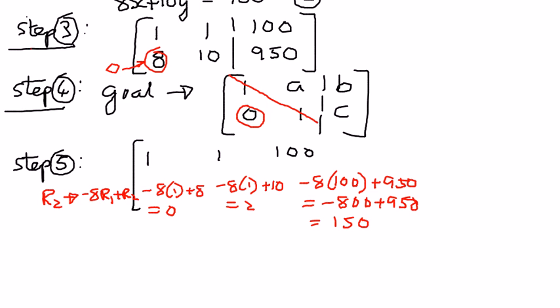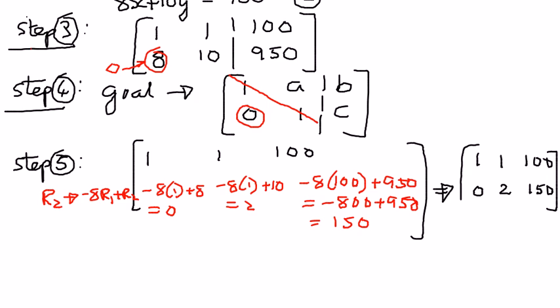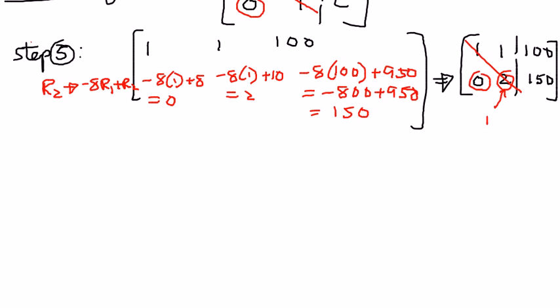So this is what we've arrived at, and to write it in a clean manner, this is how it's going to look like: 1, 1, 100, and then 0, 2, 150. So this is what we have, and we want to see where we are on the finish line. We want a 1 in the first row, first column. We want a 0 here, we got that. We want a 1 in this location. Therefore we're going to continue our row operations and see how we can achieve that.